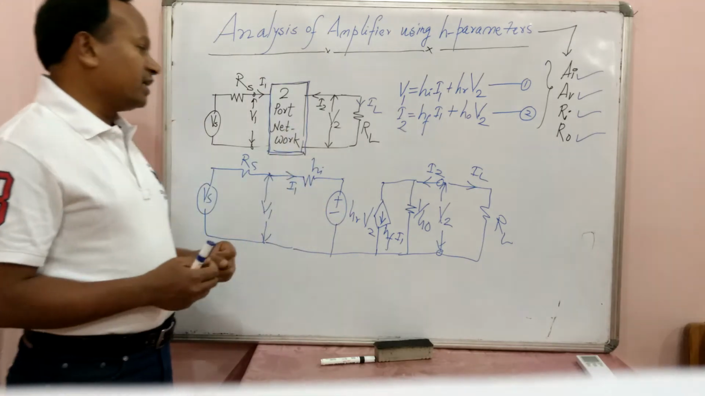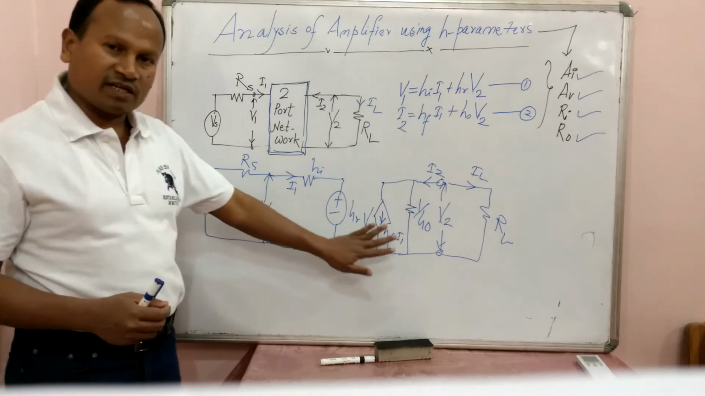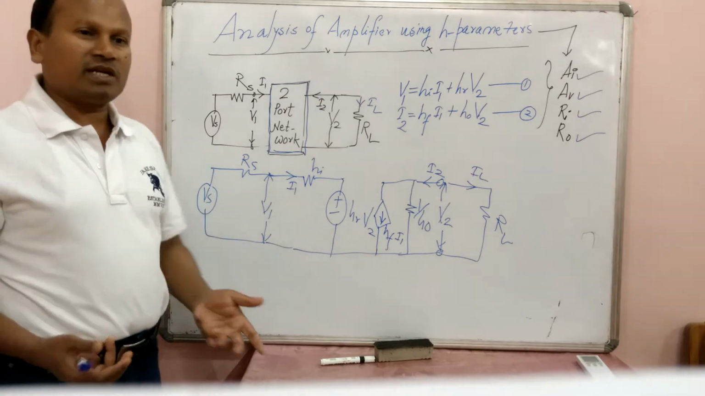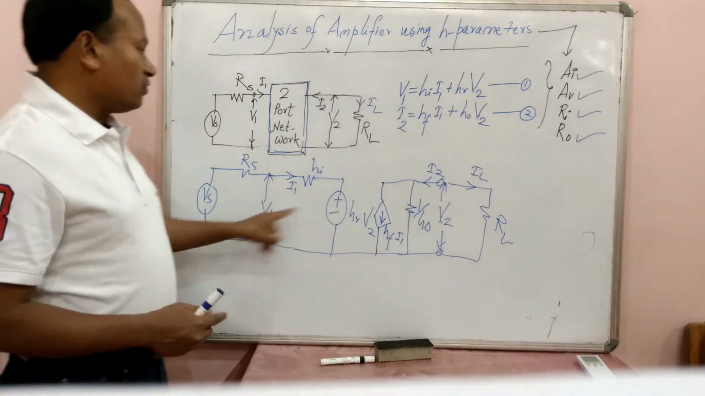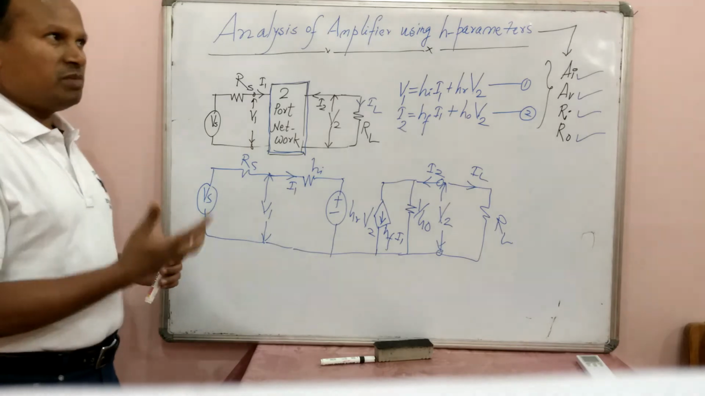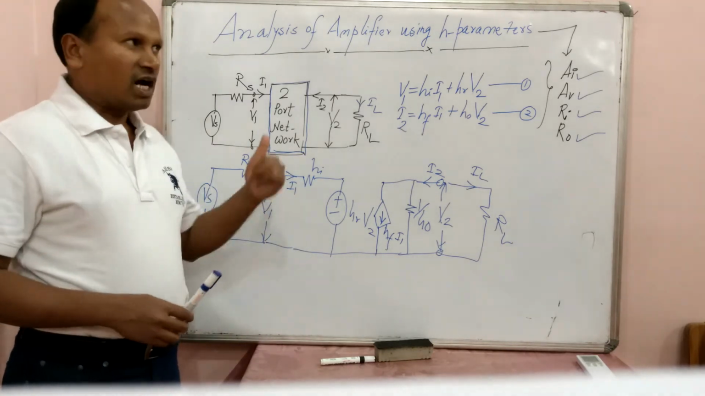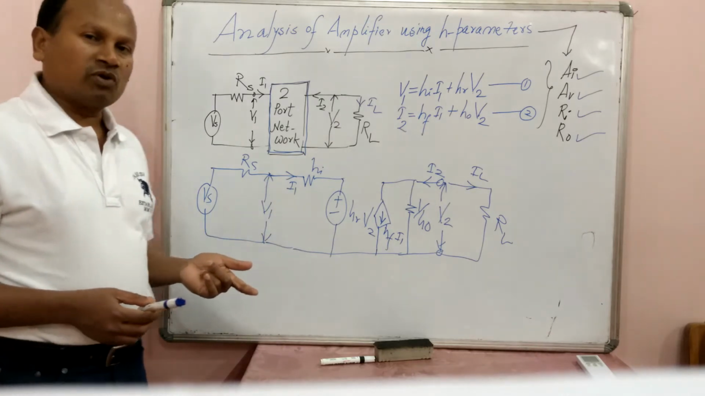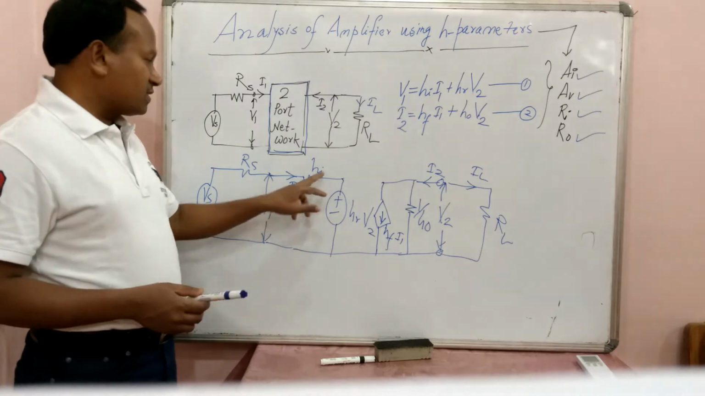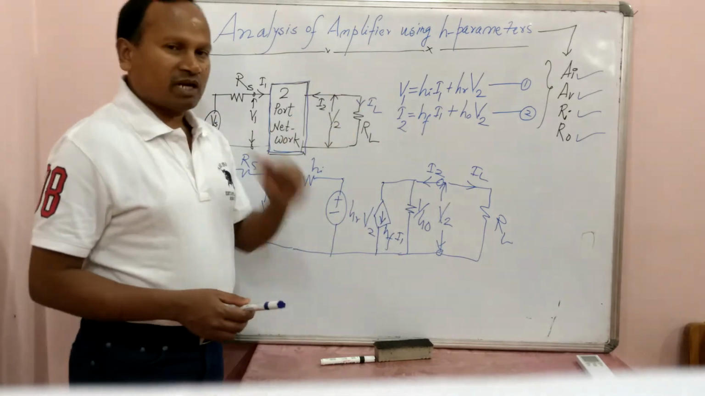Now, I don't think there is any doubt in this equivalent circuit. When we are interested in analyzing the common emitter transistor amplifier, we simply write V1, V2, I1, I2 for common emitter. We know that VB and VC are the input voltage and output voltage for common emitter. IB and IC are the input and output currents for the common emitter transistor amplifier. And for the parameters, we will write HIE, HRE, HOE and HFE for the common emitter amplifier.